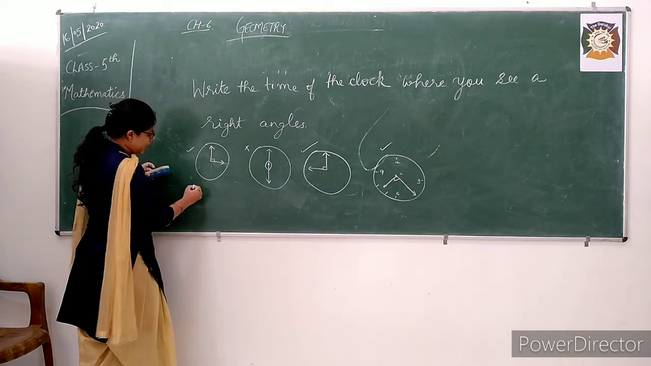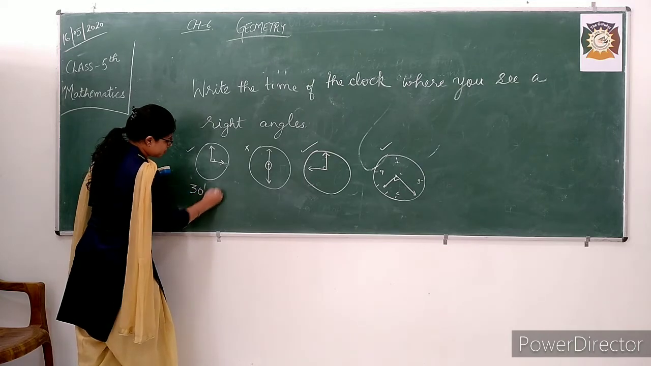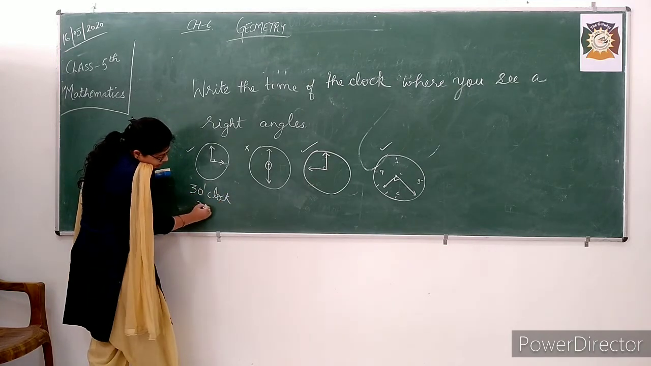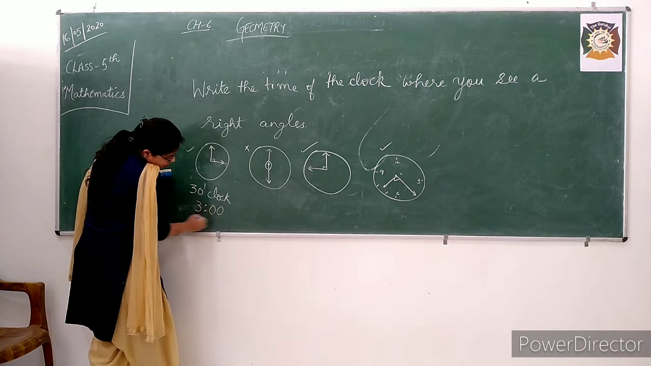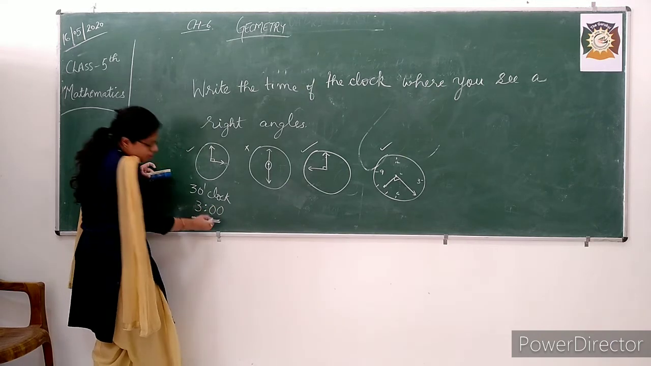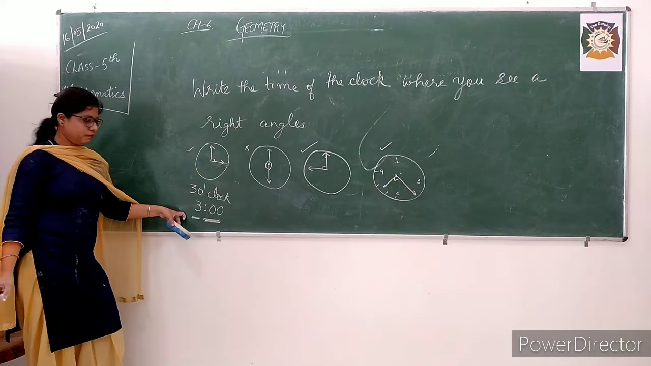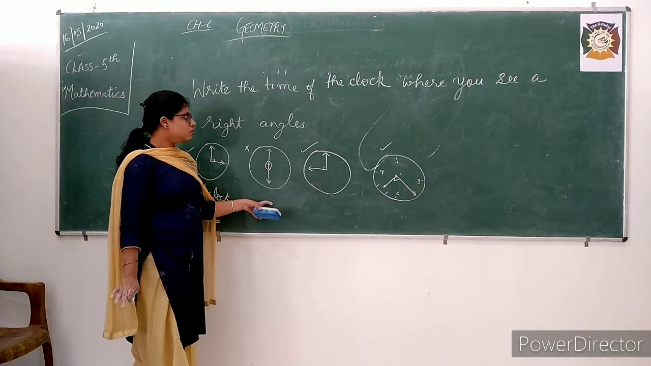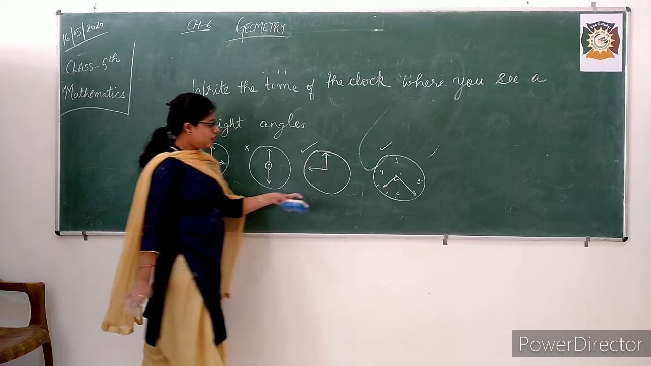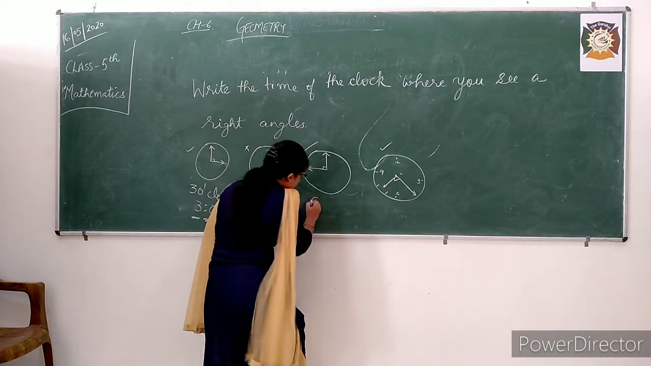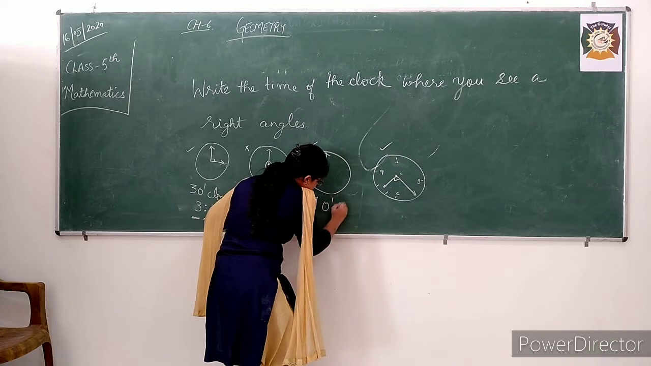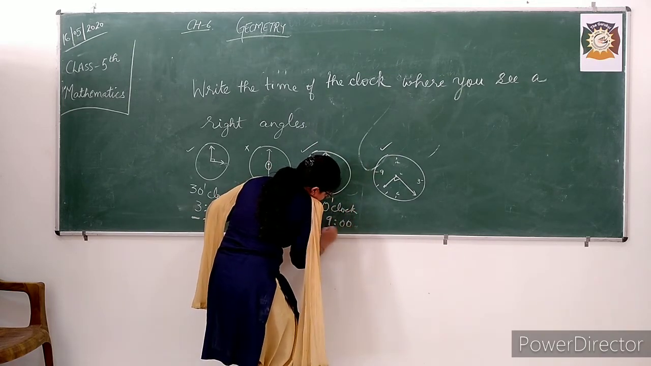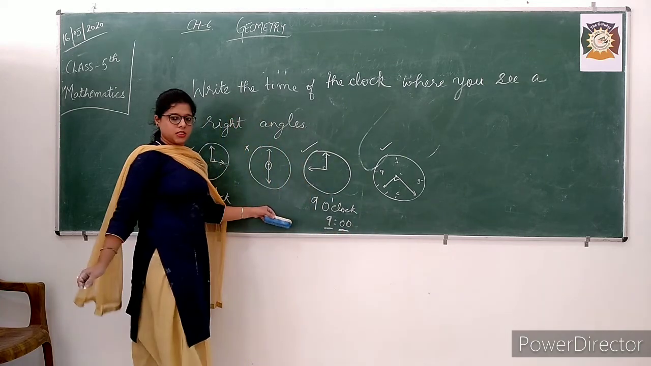In this, the time is 3 o'clock. Or you can write 3:00. It means 3 hours and 0 minutes. You can write in either way. In this, we are not getting a right angle, so we do not have to write the time of this clock. In this, we are getting 9 o'clock, and 9:00. That is 9 hours and 0 minutes.